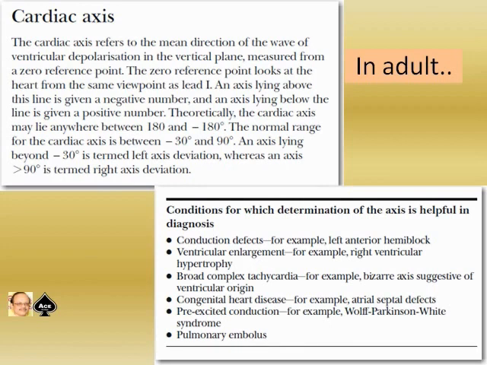There are conditions for which determination of the axis is especially helpful in diagnosis. One is conduction defect, for example left anterior hemiblock. Then ventricular enlargement, for example right ventricular hypertrophy. Then broad complex tachycardia, for example a vicious axis suggestive of ventricular origin of the impulse. Then congenital heart disease, for example ASD, can be diagnosed. Then pre-excitation syndrome like WPW syndrome, and also in pulmonary embolism.